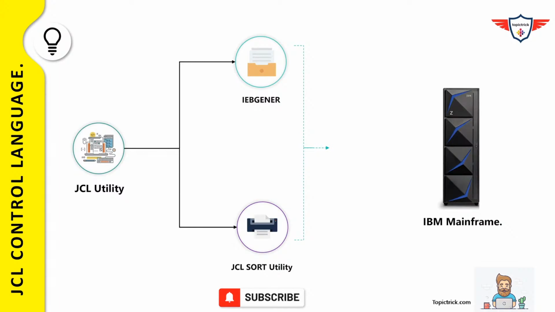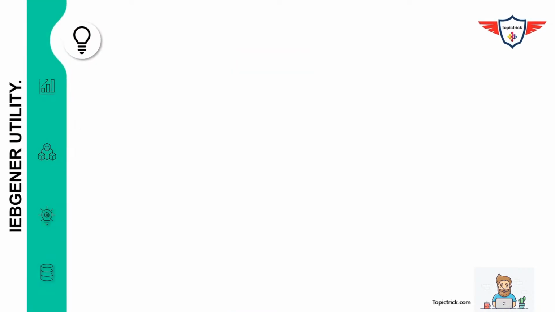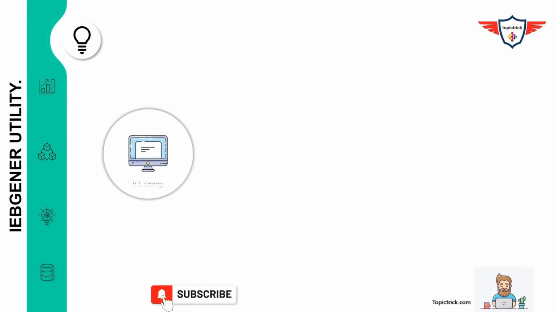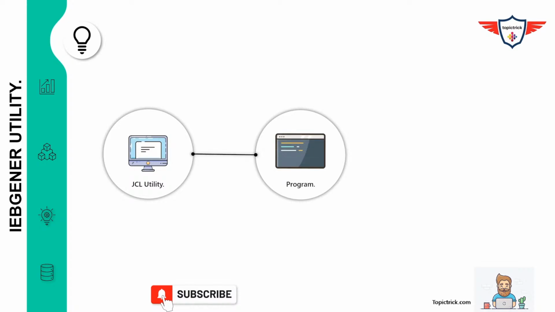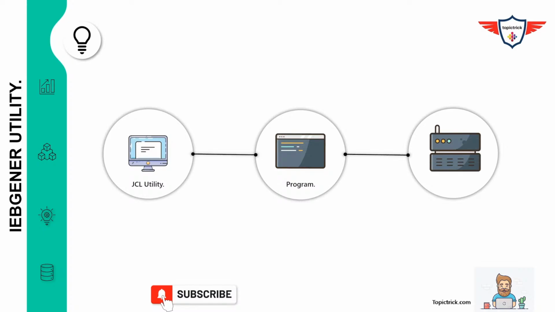So before I start with the IEBGENER utility, let's try to understand what a JCL utility is, or what you understand by the term utility. In layman's terms, mainframe utility programs, or just utilities, are programs that can be used for common data processing functions like copying or printing a dataset.